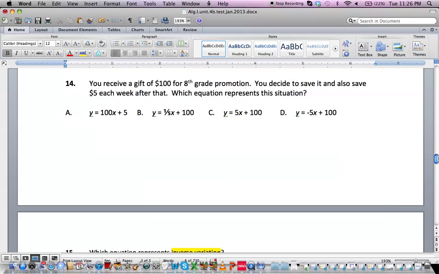14. You receive a gift for $100 for 8th grade promotion. You decide to save it and also save $5 a week each week after that. Which equation represents this situation? So you've already got $100. Already got that, okay? You saved that. Now you're going to save $5 each week. So you've already got $100 sitting there. Now you're going to do $5 each week. So which equation would best represent that? Okay? Which one of those would best represent that?